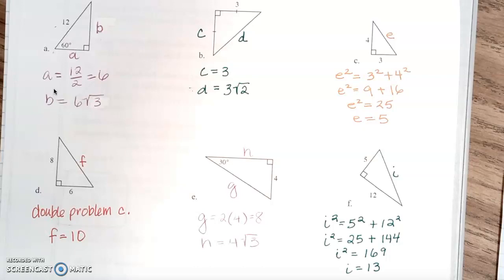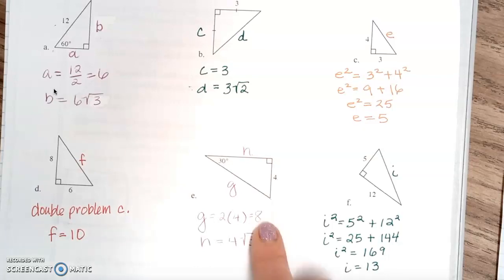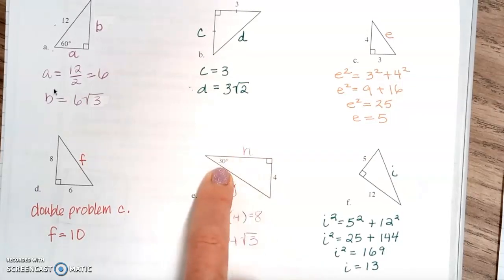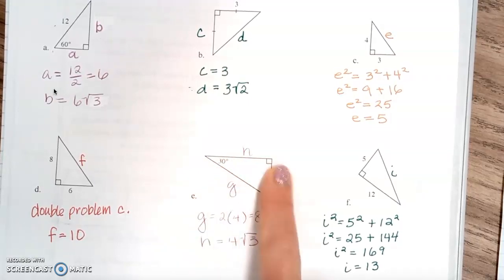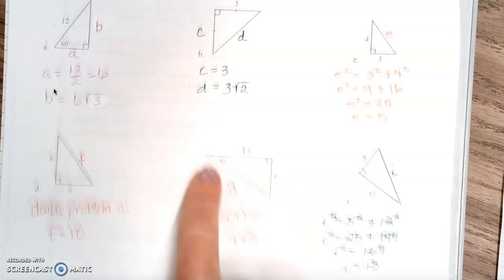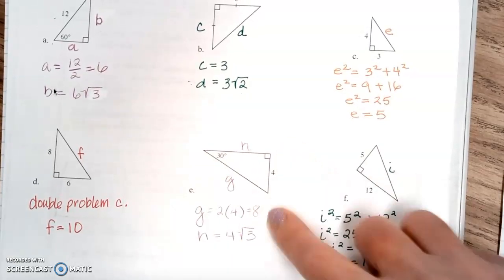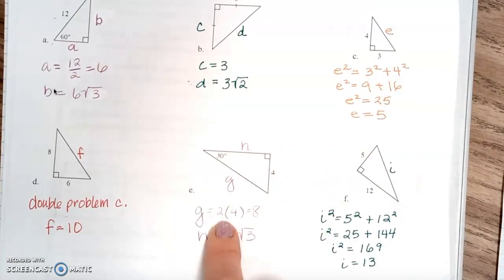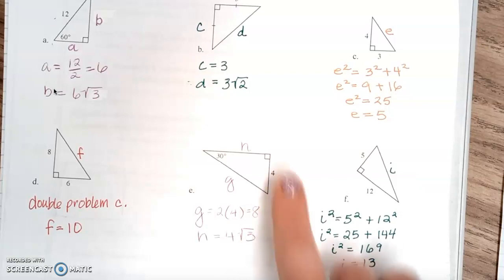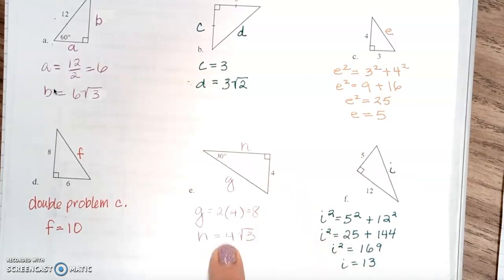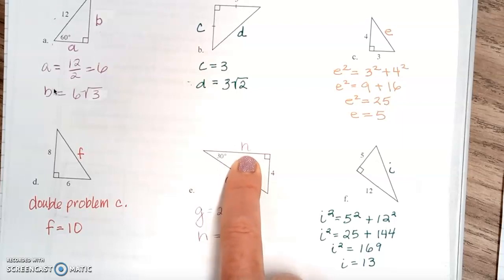All right. For part E, this angle is marked at 30, which makes this a 30, 60, 90. So to find the hypotenuse, we can take the short leg, which is 4, and just double it. Most people can multiply this in their head. 2 times 4 is just 8. Then we take the short leg and multiply it by the square root of 3 to get the length of the longer leg.